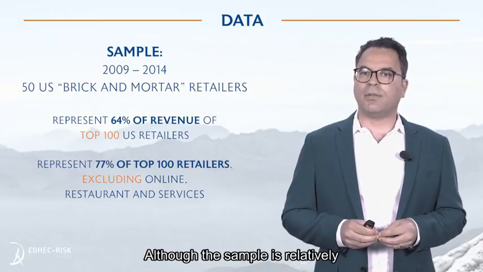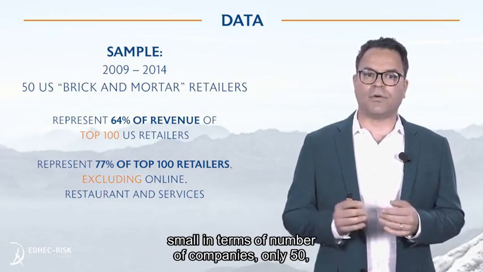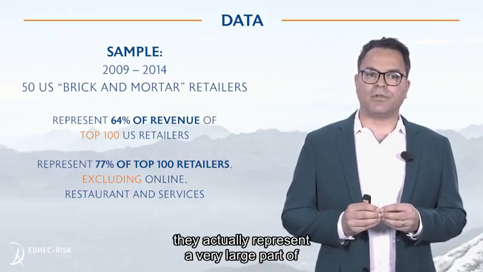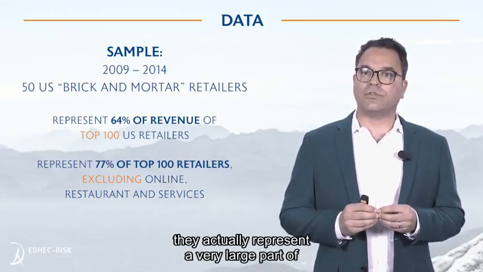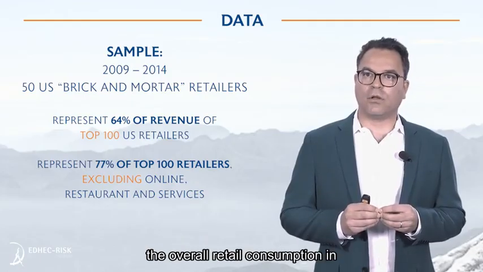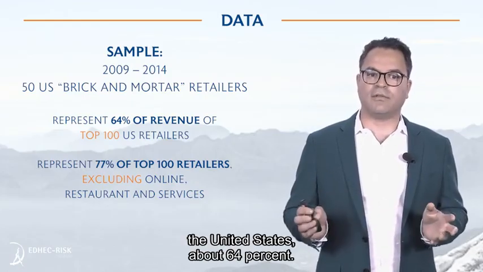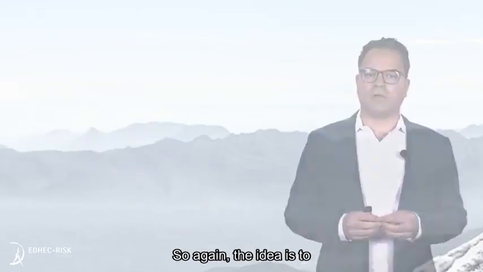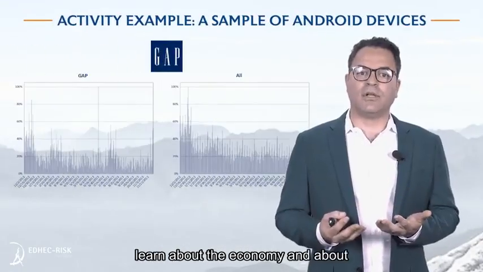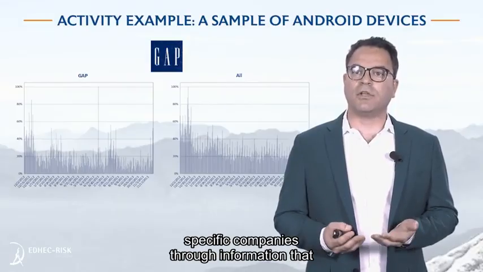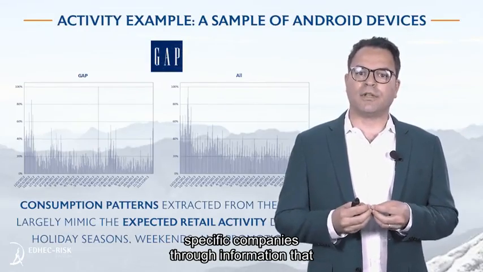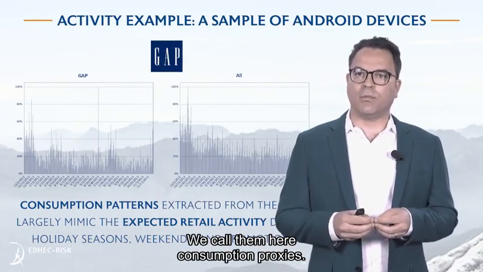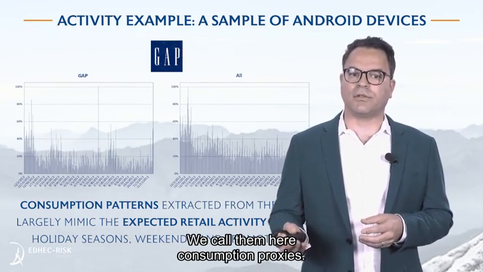Although the sample is relatively small in terms of number of companies, only 50, they actually represent a very large part of the overall retail consumption in the United States, about 64%. So again, the idea is to learn about the economy and about specific companies through information that comes from alternative data related to consumption. We call them here consumption proxies.